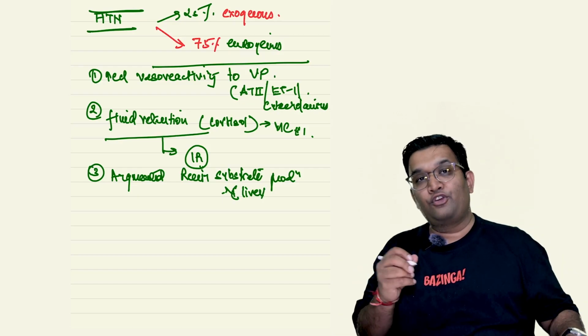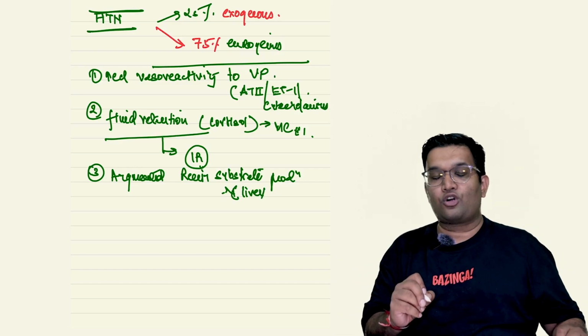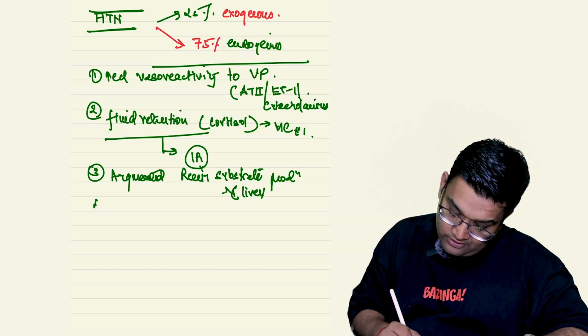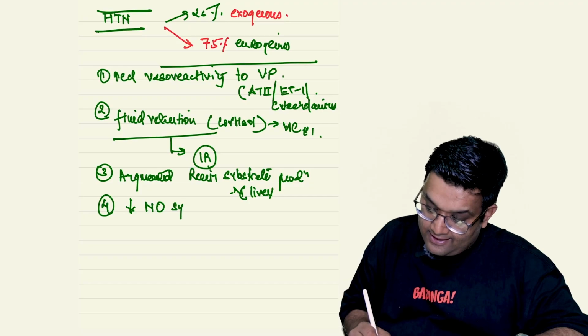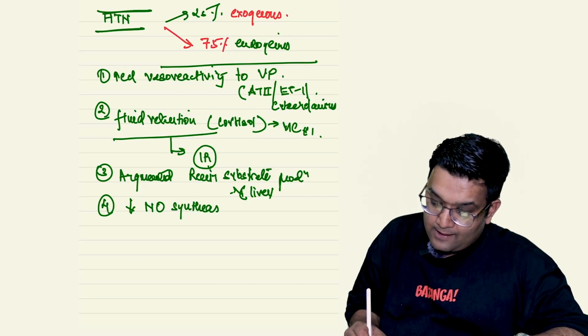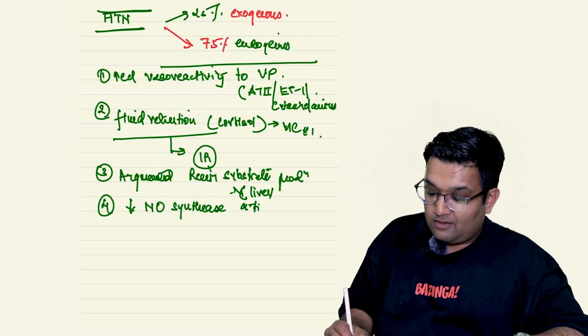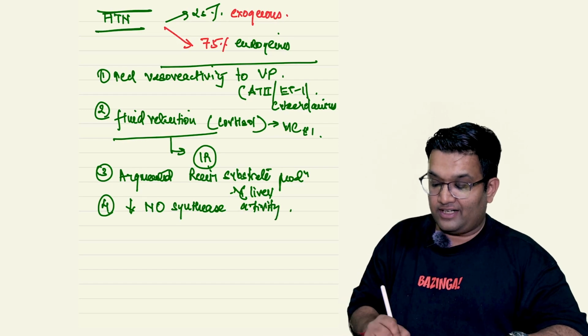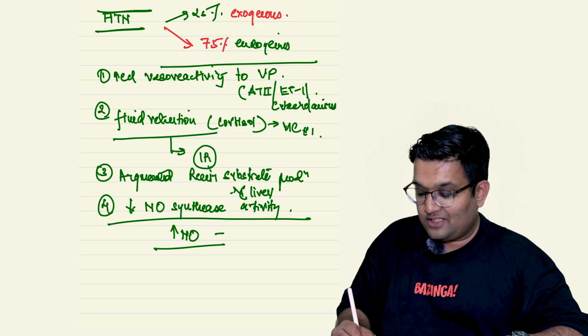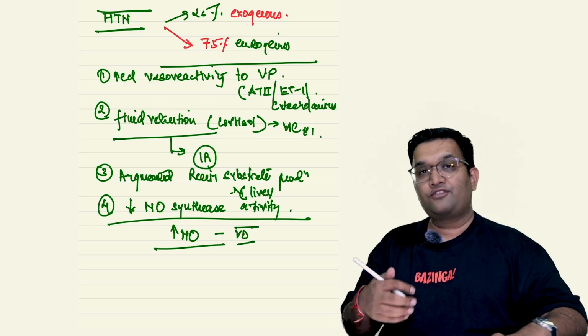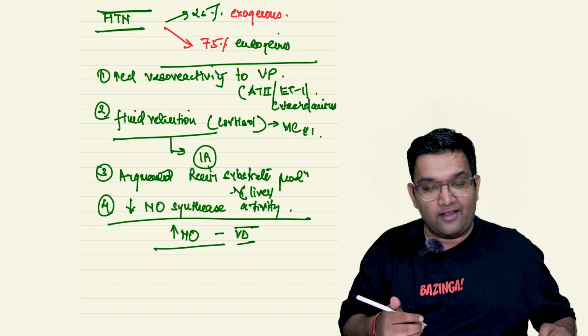This is one of the few anabolic actions that cortisol has on the liver. Then reduced nitric oxide synthase activity. So what does nitric oxide synthase do? It increases the production of nitric oxide, and this causes vasodilatation. This will not occur, so BP will increase further.